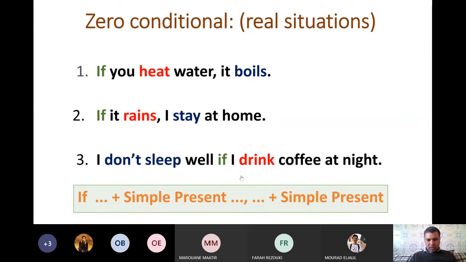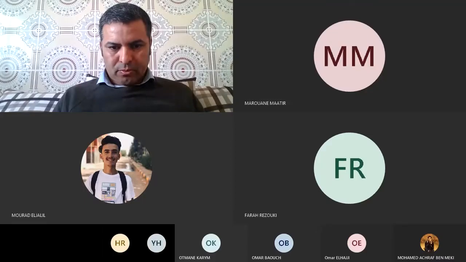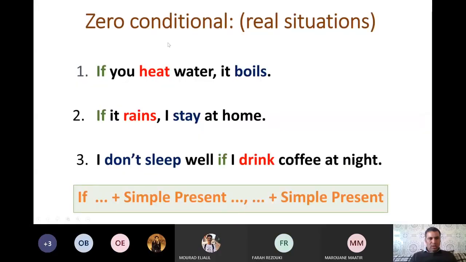Okay, let's go back to the presentation. So I will repeat. We are now reviewing or revising zero conditional. Like in the first sentence, if you heat water, it boils. If it rains, I stay at home. I don't sleep well if I drink coffee at night. How do we make conditional type 0 as you see here in the rule? We have if plus subject plus verb in the simple present plus subject plus verb in the simple present.